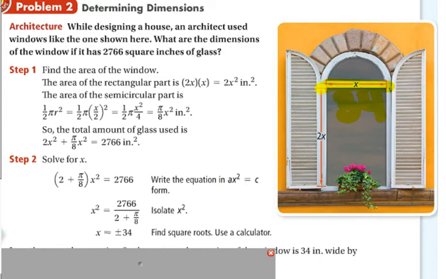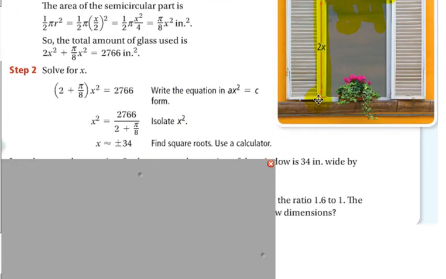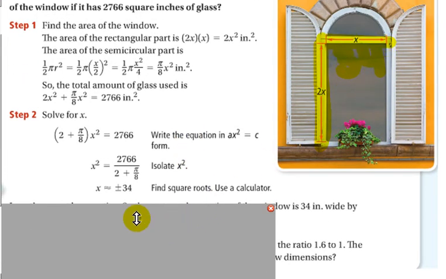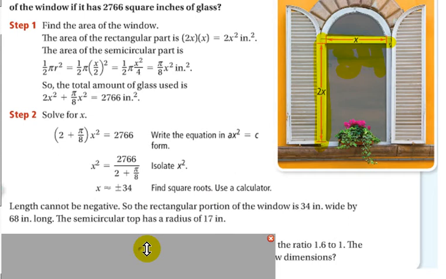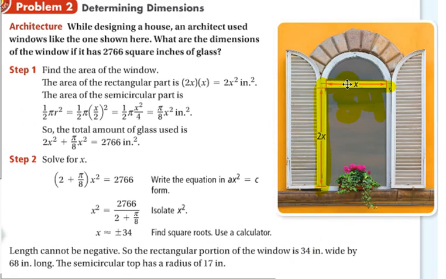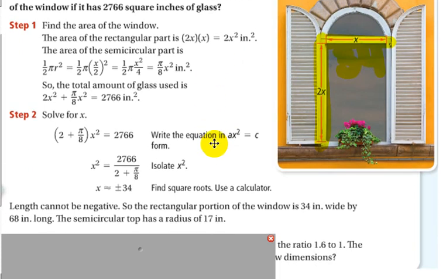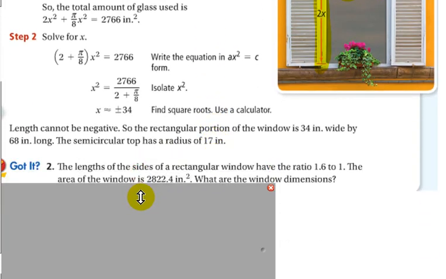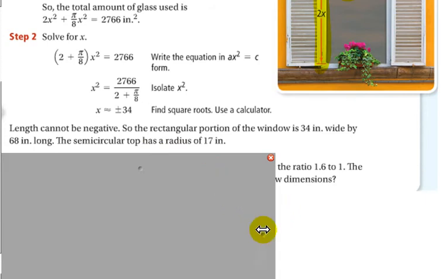So if that's 34, then the dimension of this window has to be 68, right? So the rectangular window is 34 by 68. The semicircular top has a radius of 17 inches. All right, so are there any questions on that one?